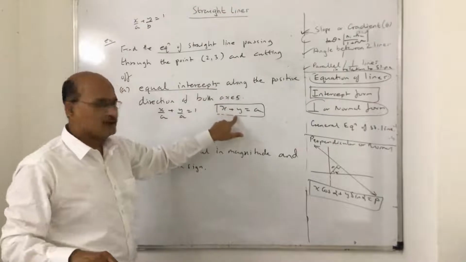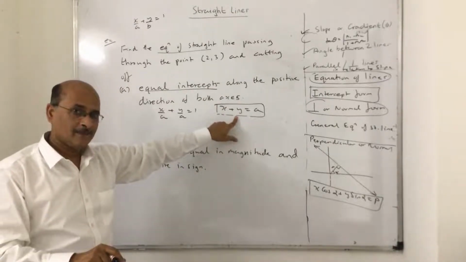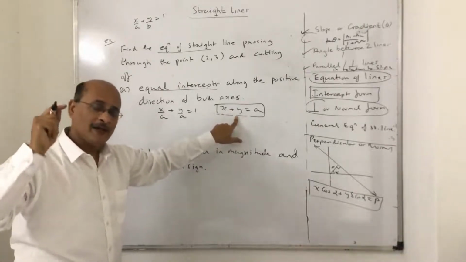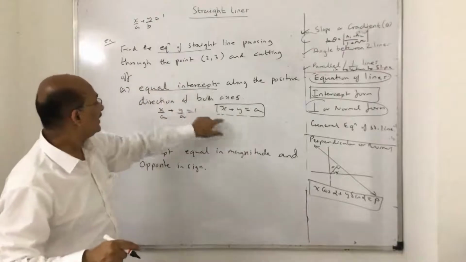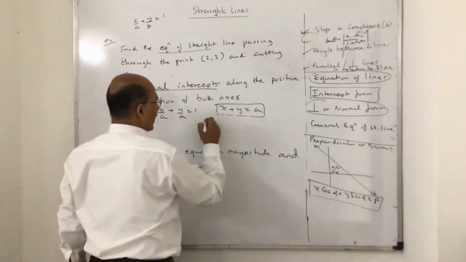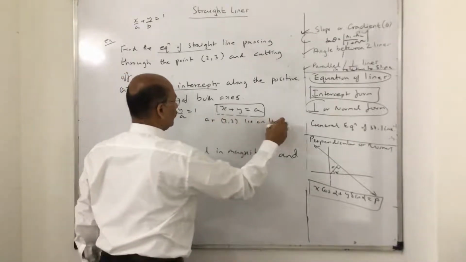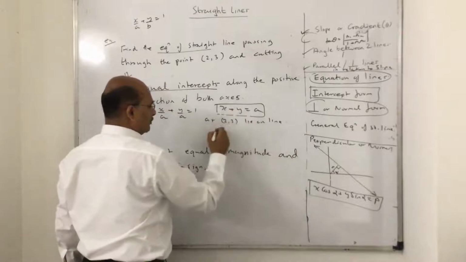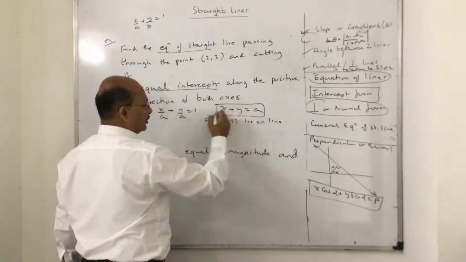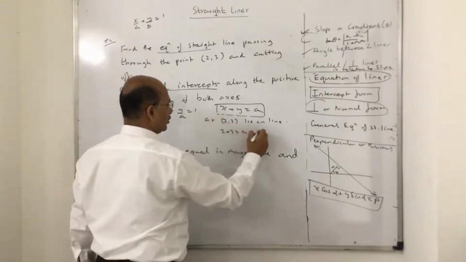When this point lies on the line, it satisfies the line. This is class 10, the first exercise of straight line: any point lying on the line satisfies the line. So this line is passing through the point (2, 3), so it will satisfy. I need to find A, because I can't leave this equation in A format. So 2 plus 3 is equal to A, which is 5.